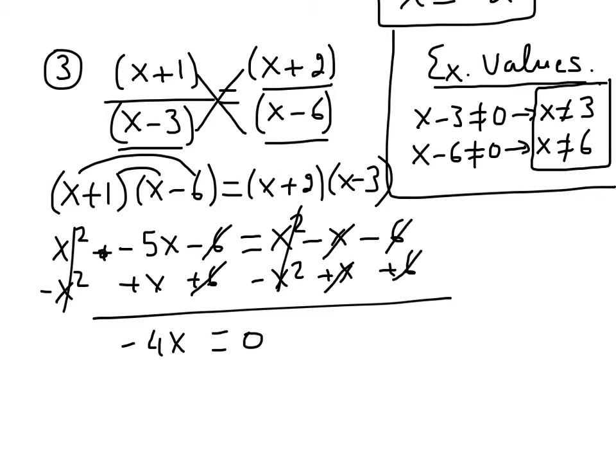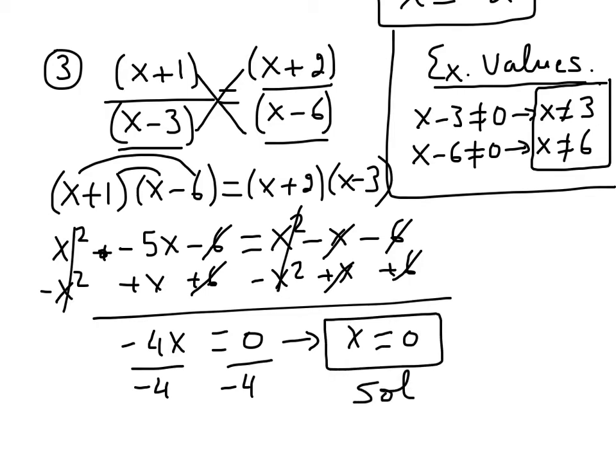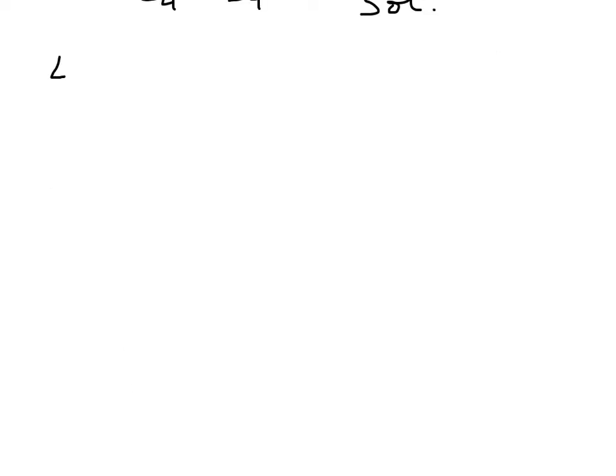You get 0. That means if you divide both sides by negative 4, x is equal to 0. x is equal to 0 is your solution to this equation. It's a good solution because it's not one of the excluded values. Okay, going on with number 4.